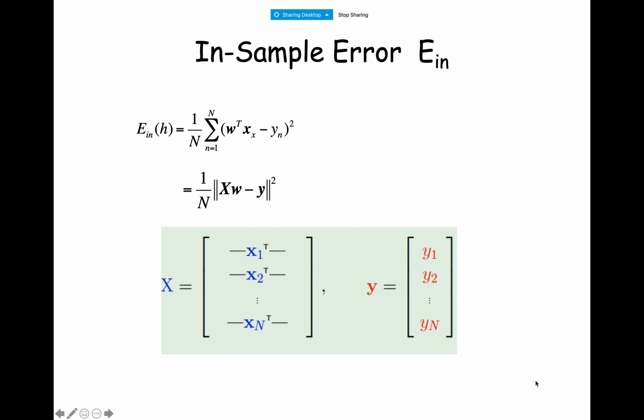Yes. N by d plus 1. Yes. Y is going to be N by 1. Right? So I haven't gotten to y yet, and I'll get to that right now.